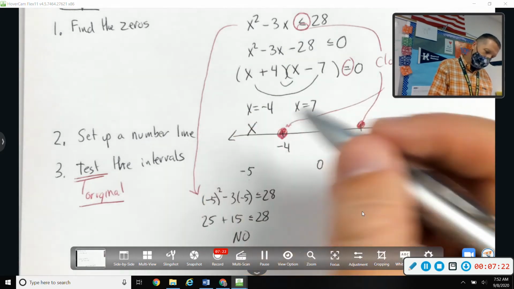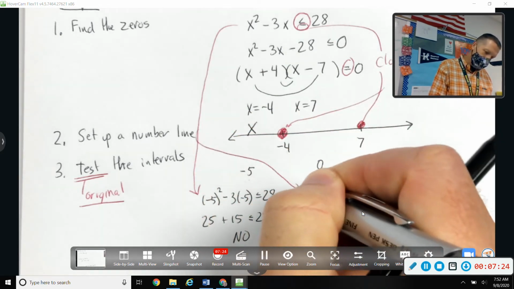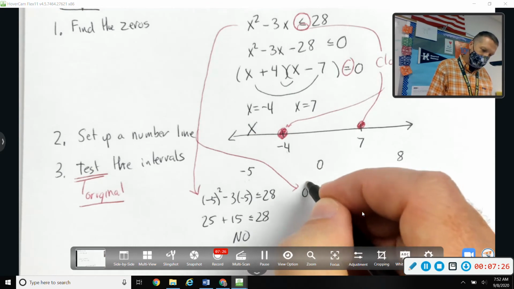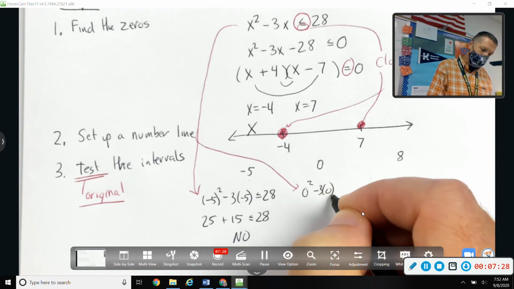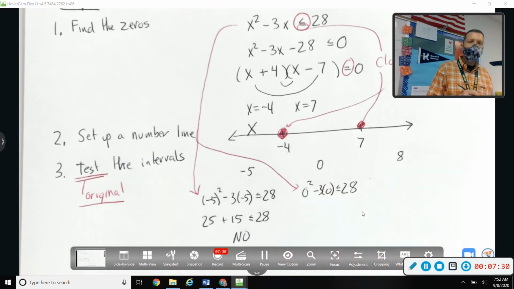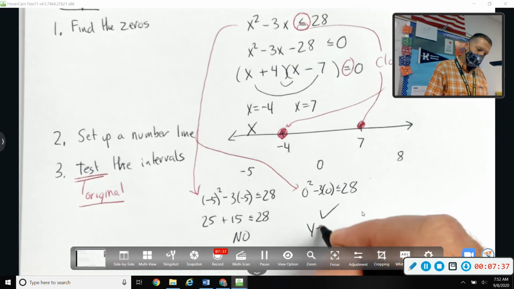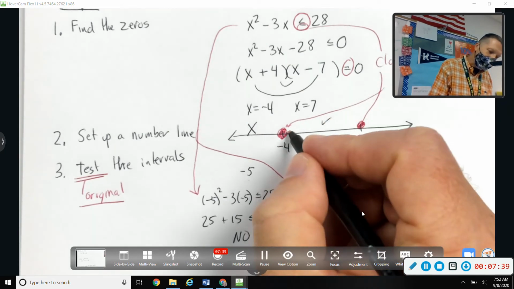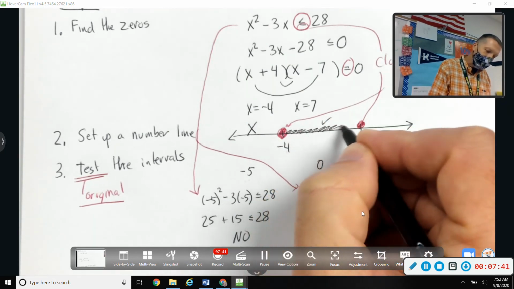All right, let's plug in 0. This should be an easy one. 0 squared minus 3 times 0 is less than or equal to 28. Yes, it is. 0 is less than 28. So that's a yes. That's a check. That means I can shade everything in that interval.